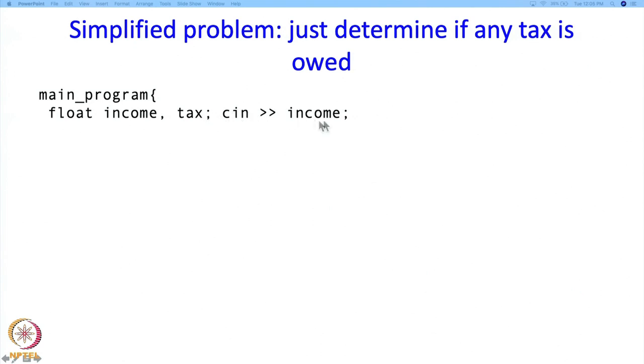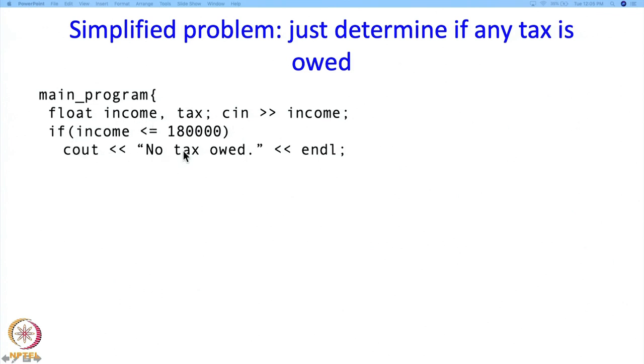Then we are going to read in the income from the keyboard. We could have put in the message saying cout give your income, but that's okay. So let's say that is understood. When the user invokes our program, the user will type that message anyway without receiving any prompt for it. If now we check if the income is less than 180,000, you remember from the rules that in that case there is no tax. So what do we do? Then we are going to do cout no tax owed.